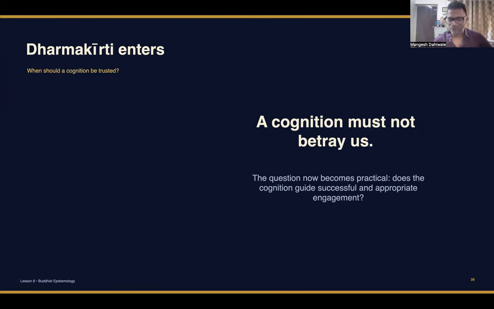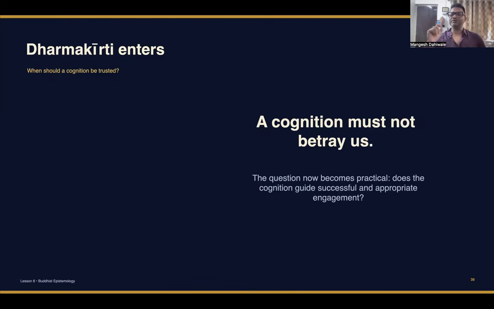So, for example, photos of bread and butter cannot satisfy our hunger. Only real bread and butter can satisfy our hunger, because it works. The photos of food don't work. So what Dharmakīrti is saying is, when should a cognition be trusted? A cognition must not betray us.